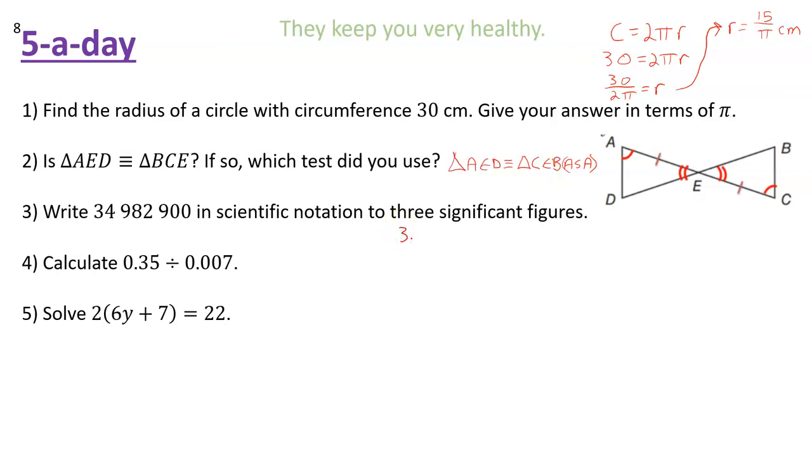So 3 significant figures is 3.49, the 9 rounds up, so it's 50. I'm going to write the 0 there to show that I have considered 3 significant figures. Scientific notation, so it's going to be multiplied by 10. And my decimal point was here. Let's think how many times it's moved. 1, 2, 3, 4, 5, 6, 7.